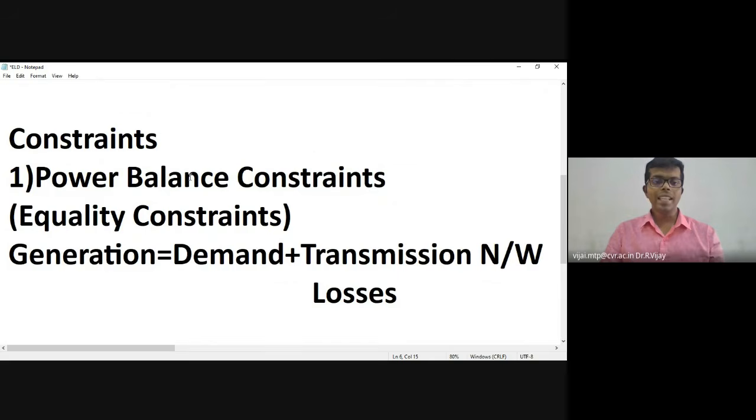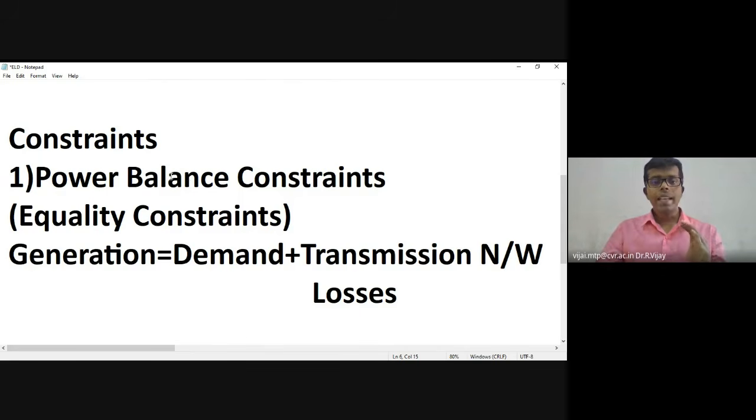And what are the constraints? Constraints are nothing but your power balance constraints. Power balance constraints are nothing but equality constraints. So in the exam you should not write only equality constraints. From the optimization point of view, this term is called your equality constraints. So what is the power balance constraint? Whatever the generation that is happening, that is equal to your demand as well as the transmission network losses. Sometimes if you neglect the transmission losses, you can write generation equals the demand.